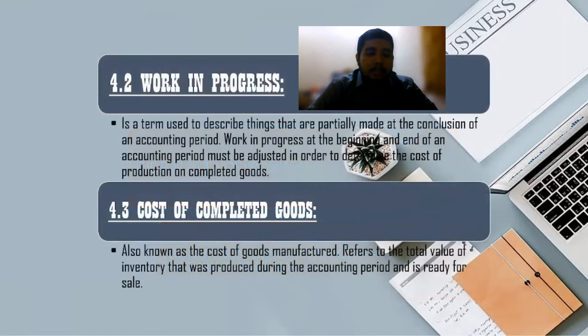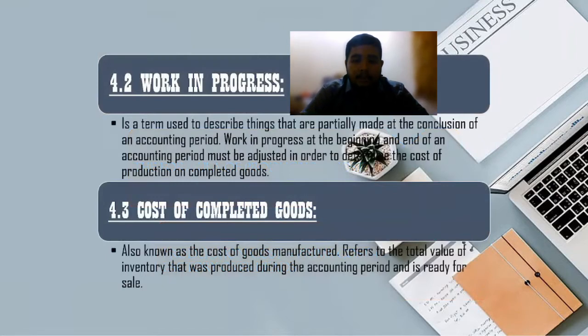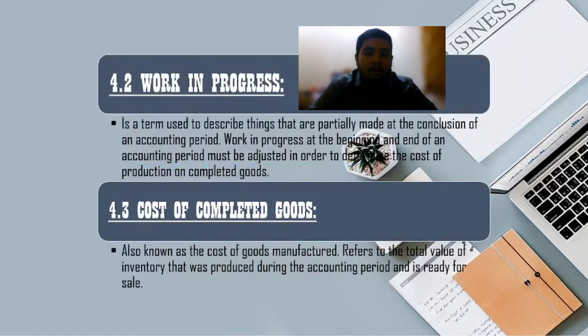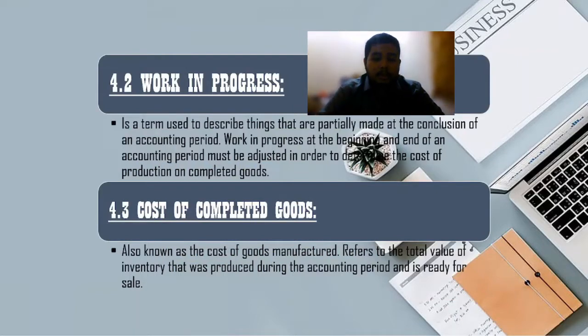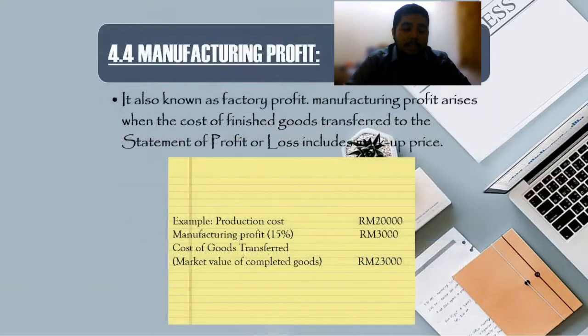Work in progress is a term used to describe things that are partially made in the calculation of an accounting period. Work in progress at the beginning and end of an accounting period must be adjusted in order to determine the cost of production on completed goods. Cost of completed goods, also known as cost of goods manufactured, refers to the total value of inventory that was produced during the accounting period and is ready for sale.